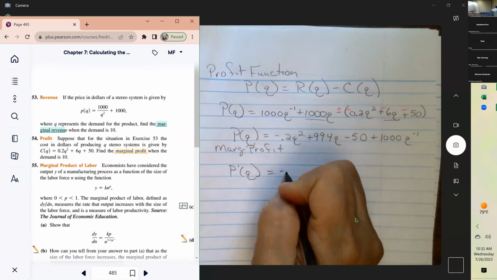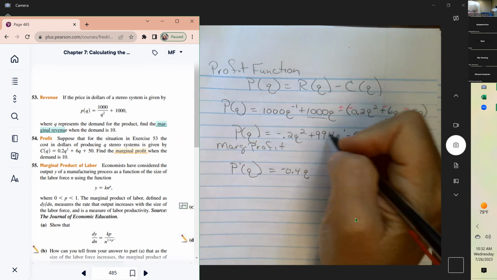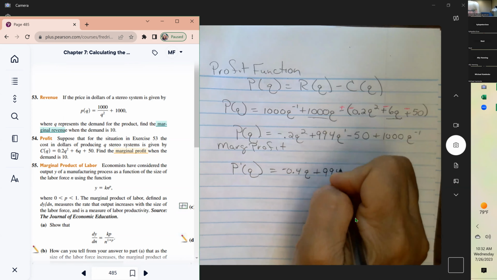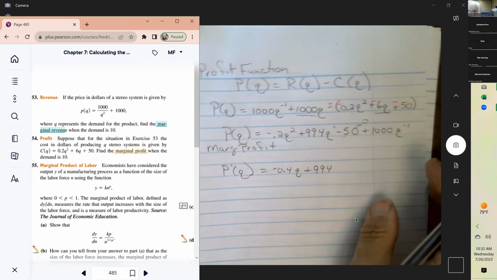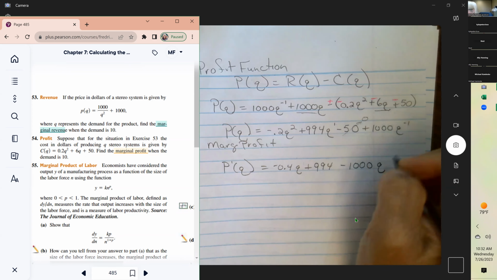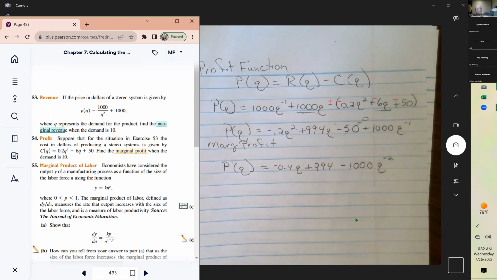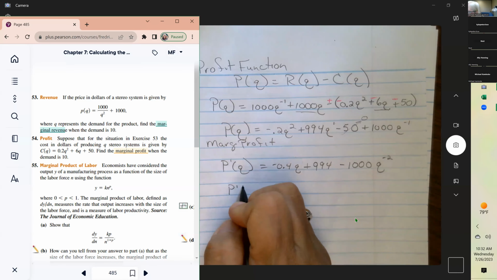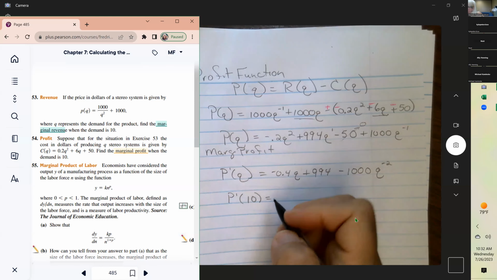Derivative negative 0.4 Q to the first. This is a 1, so positive 994. Q to the 0 drops. This is a constant, so it goes to 0. And then negative 1000 Q, subtracting 1, negative 2. Any questions on the derivative? And they wanted us to find marginal revenue at 10. So just plug a 10 in.